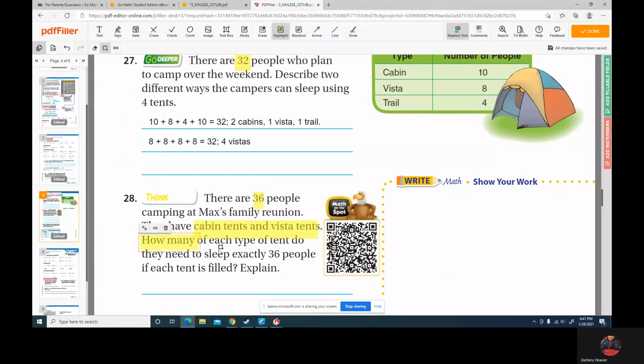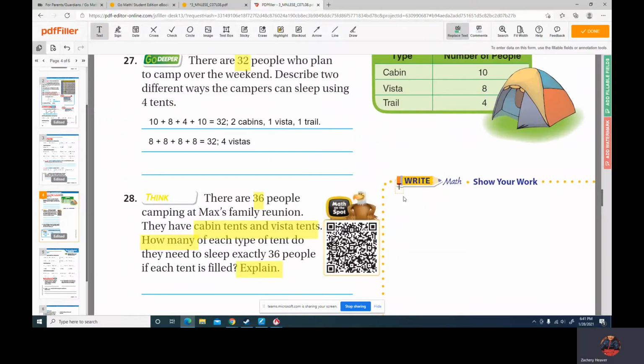How many of each type of tent do they need to sleep exactly 36 people if each tent is filled, and explain. So we're doing the same thing we just did, but we have to make 36. Well, if we did cabin, cabin, cabin to get 30, we can't do 8 or 4 because we can't add those up to make 6. So it can't be all cabins. But I do want 1 cabin. So let's work right here.